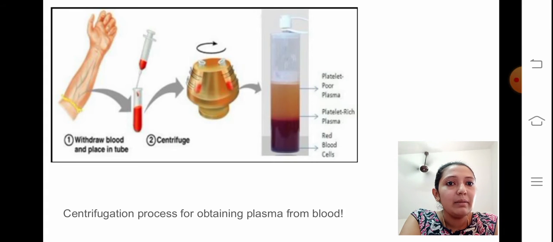In this you can see in the middle, that is the centrifuge. The blood which is obtained from the patient is subjected to centrifugation. After the centrifugation process, you can see the different layers here. The bottom layer is the red blood cells. The middle one is platelet rich plasma, and you can see the platelet poor plasma, and this is how the centrifugation process takes place.